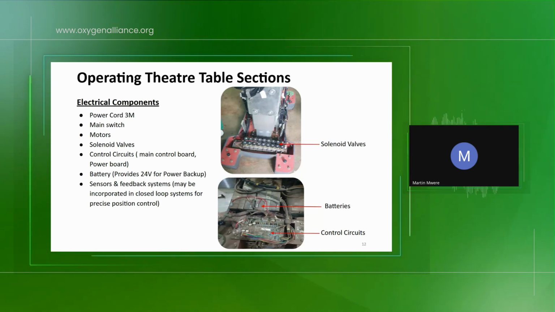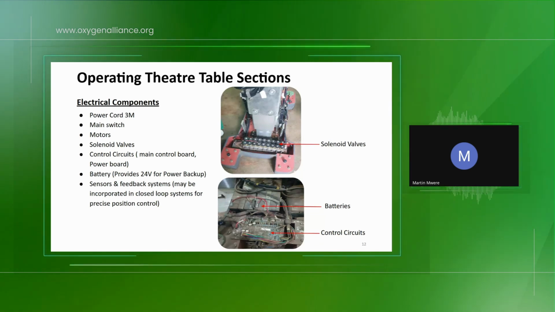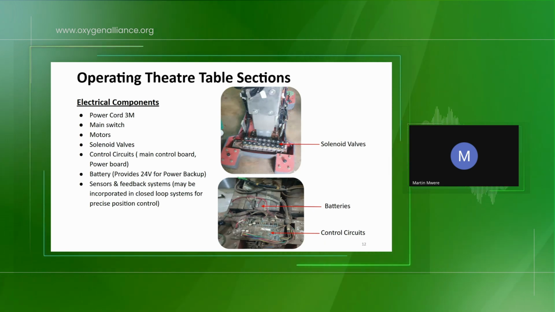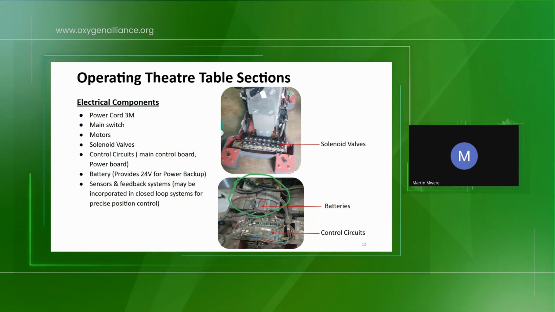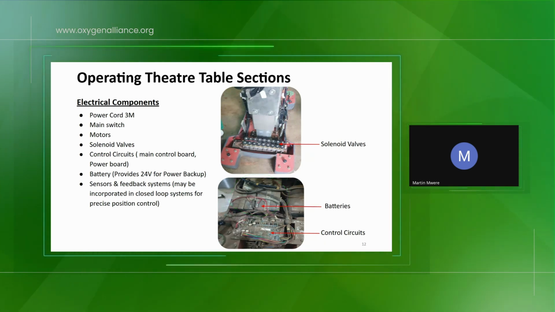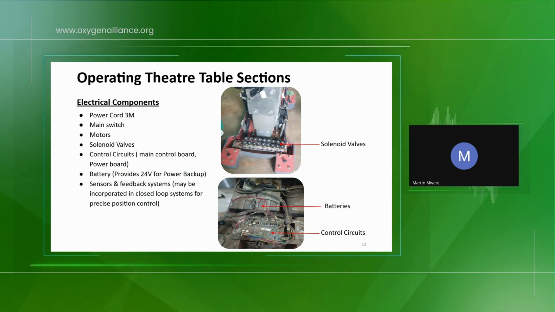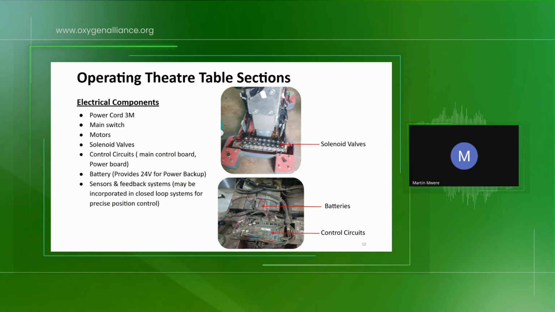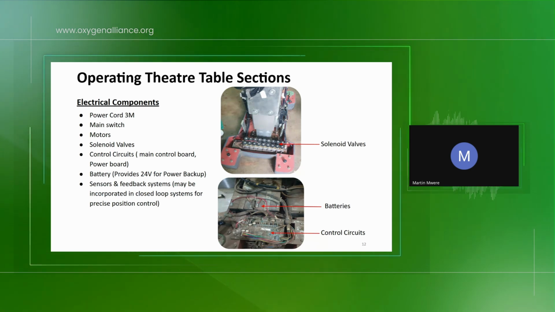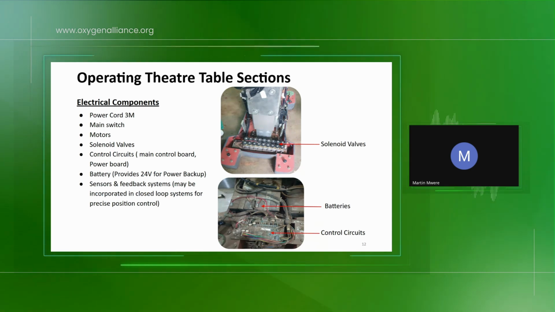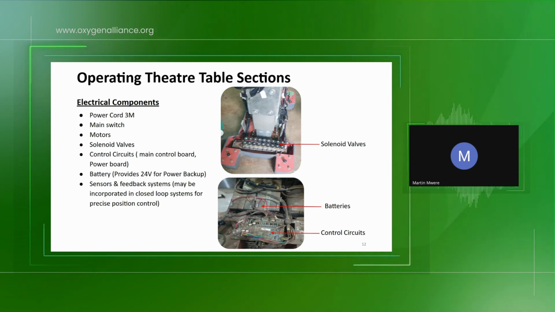So here we have the batteries. The batteries are 2. There are some operating theater tables which use the batteries. Others are not using the batteries. In case you are using the batteries, then checking the current rating of this battery is very important for the engineer if you would want to replace.